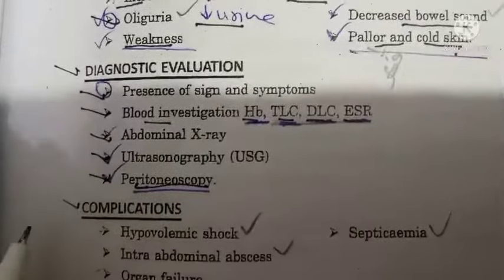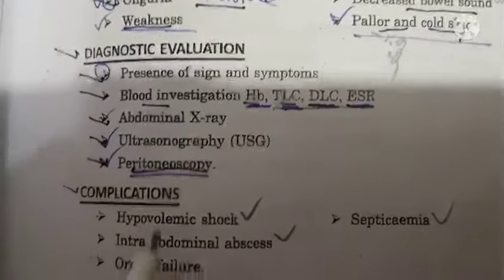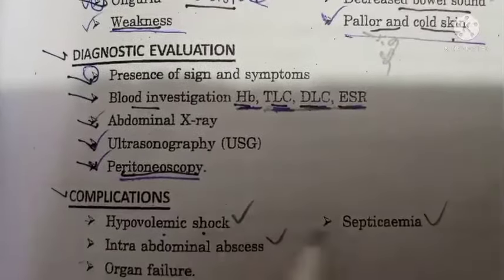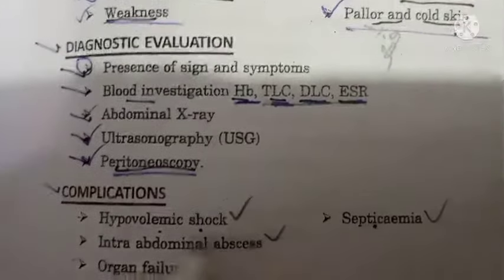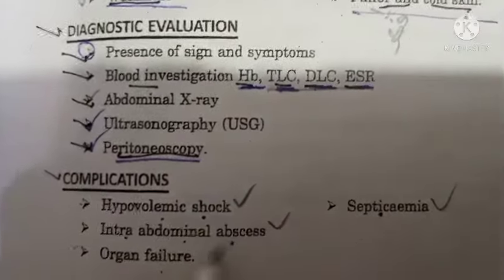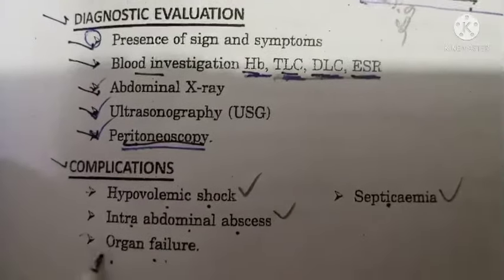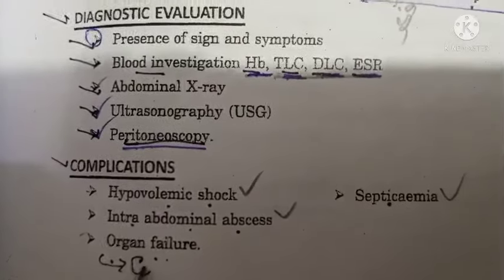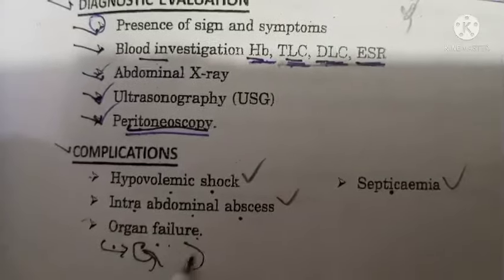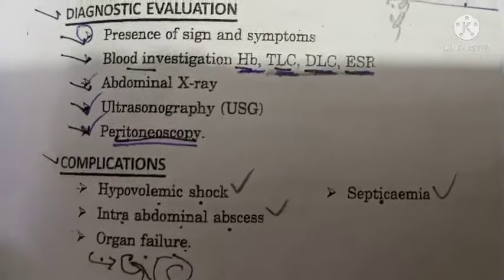What complications will be there in peritonitis? There will be hypovolemic shock in the patient, septicemia, intra-abdominal abscess, and organ failure and renal failure will be there in the patient. So in this way, peritonitis presents.